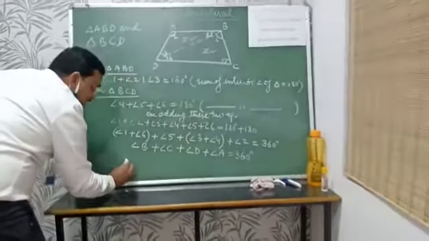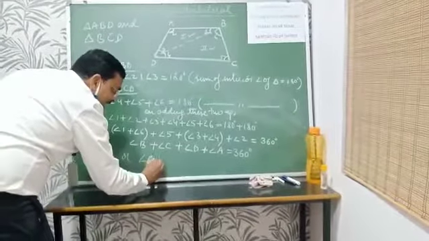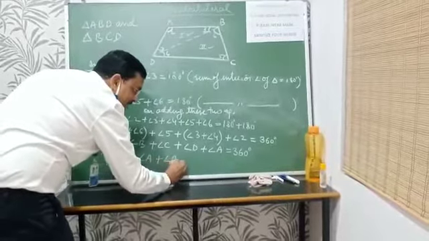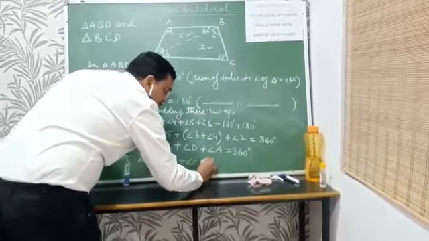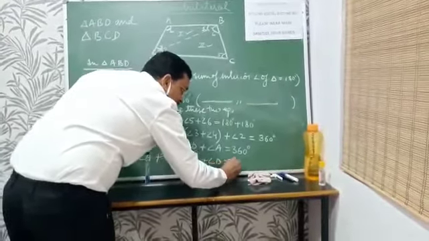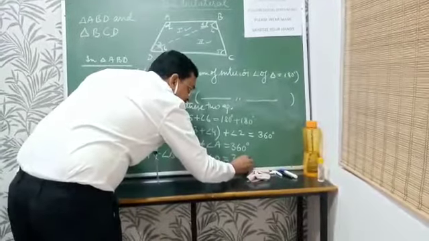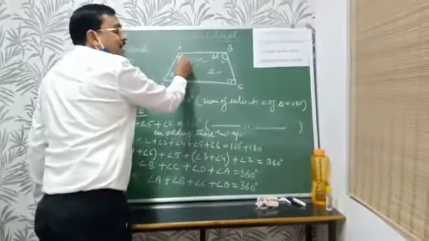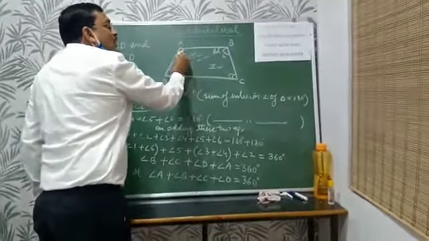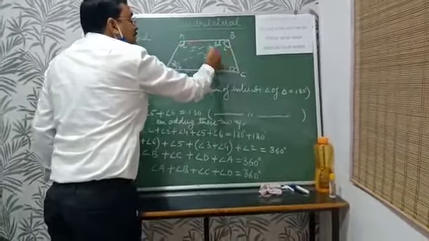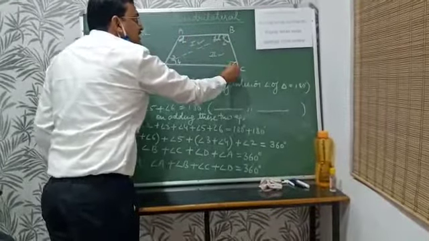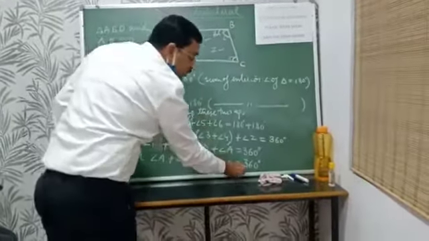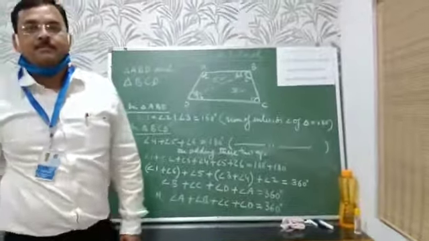We can write in sequence: angle A plus angle B plus angle C plus angle D is equal to 360 degrees. It means the sum of the interior angles of the quadrilateral, angle A, angle B, angle C and angle D, is equal to 360 degrees.